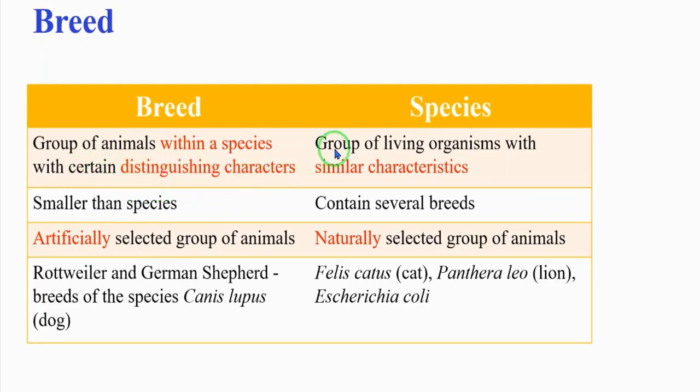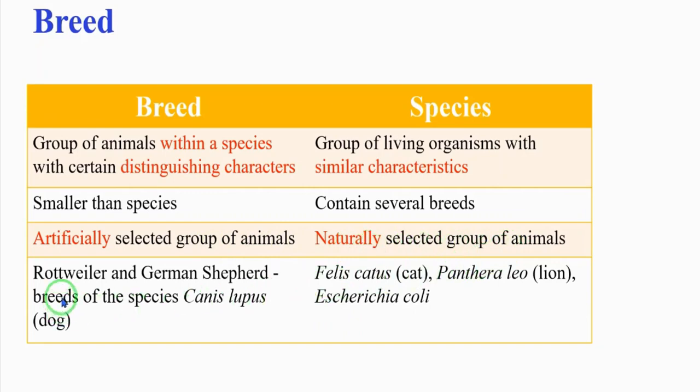Whereas species are a group of living organisms with similar characters. Here distinguishing characters, here similar characters. Second point, breed is smaller than species. A species contains several breeds. These breeds are artificially selected groups of animals, whereas species are naturally selected groups of animals.